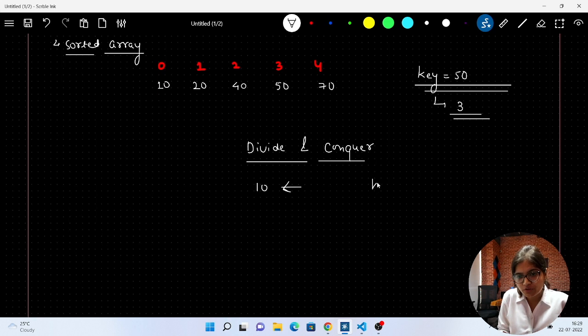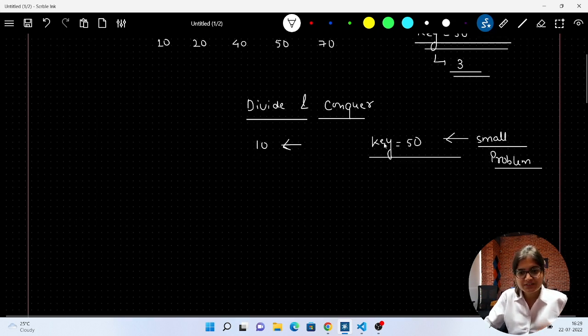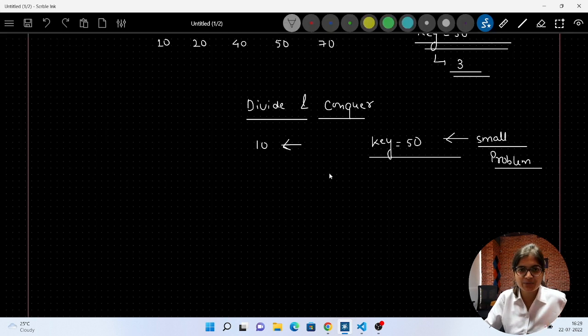Now suppose your value of key is again equal to 50. So can we say that it is a small problem? Can we say that this is a small problem? Why is that so? Because if we are having only a single element and we are looking for that particular element itself, it's a very small comparison where we just have to see whether the value which is already present is equal to the key or not. If it is equal, then we can return the position which is equal to i, otherwise we can return -1.